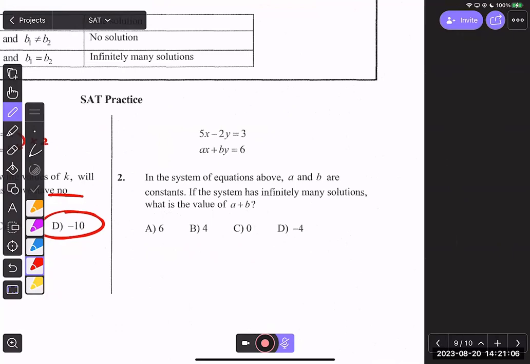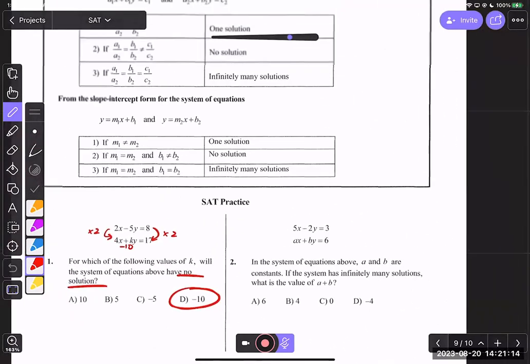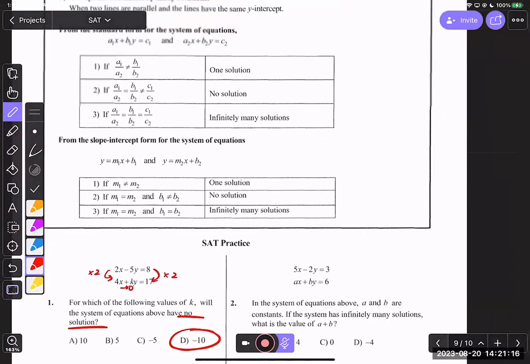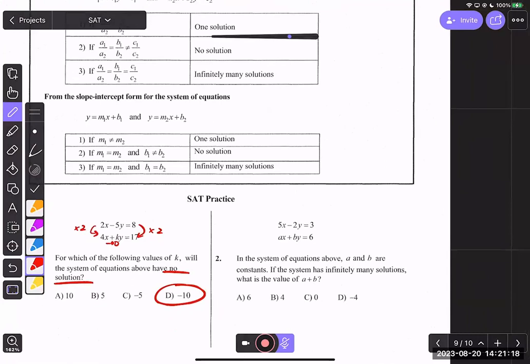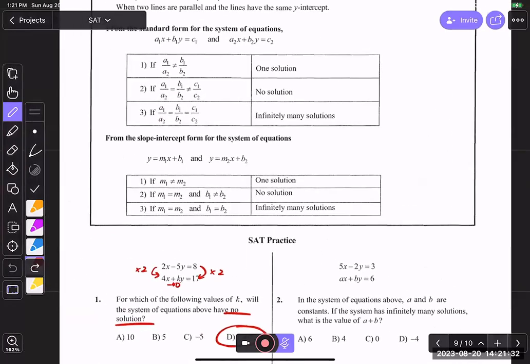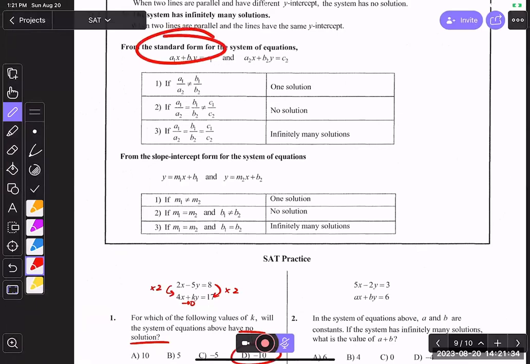So if the system has infinitely many solutions, what is the value of A plus B? Can you go up to the top box again? Okay, so if M1 equals M2 and B2 equals, all right, that's if you have them in slope intercept form, and you don't want to have to change them, do you? That's going to take forever, right? So how do you do this with the standard form?